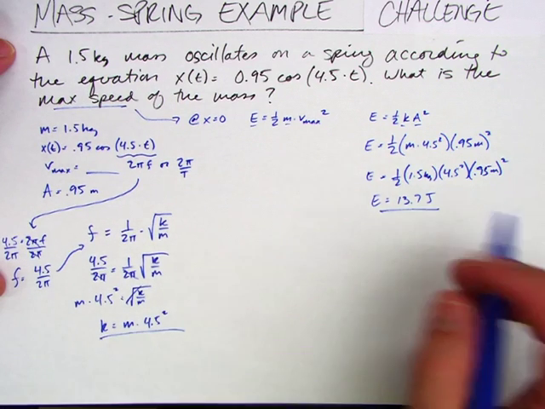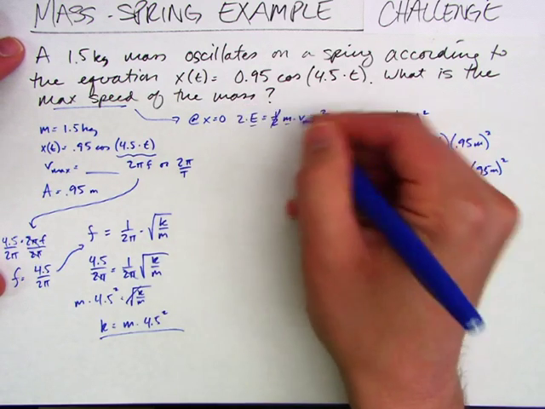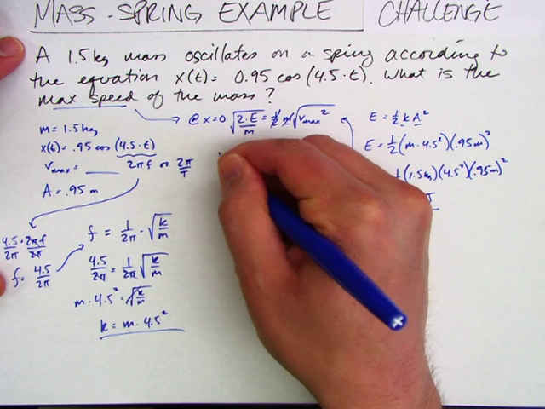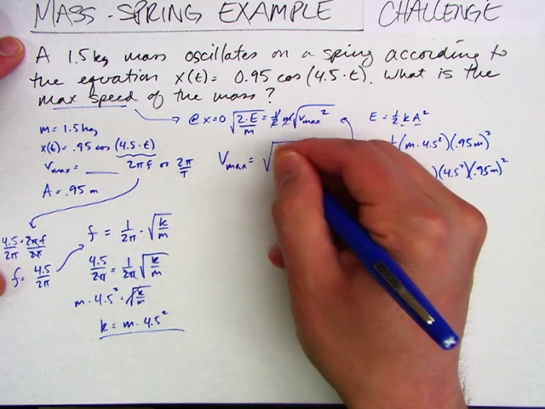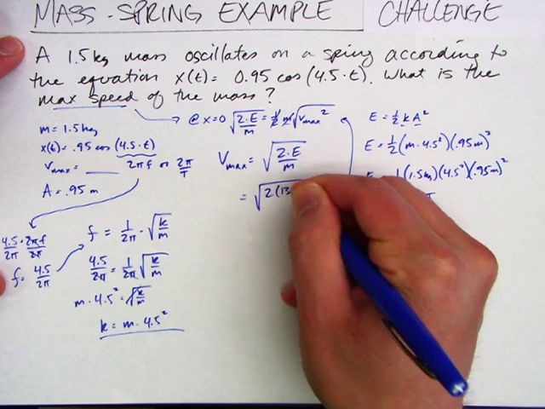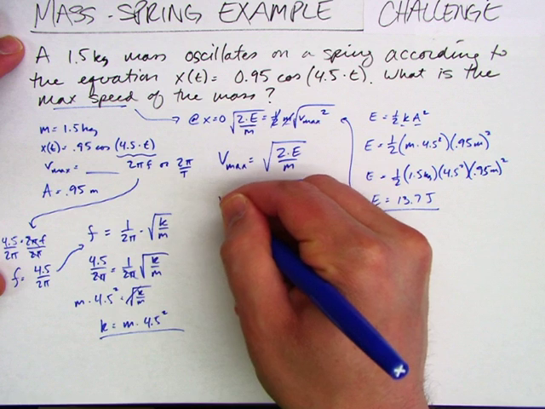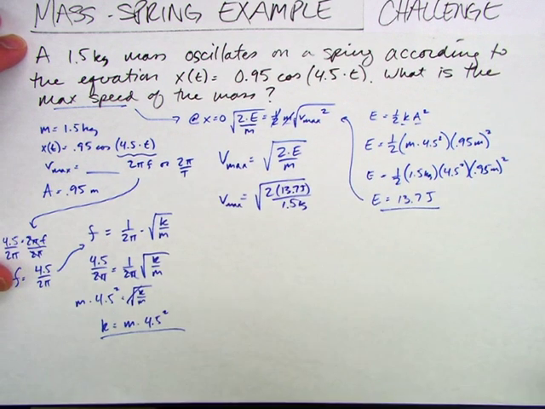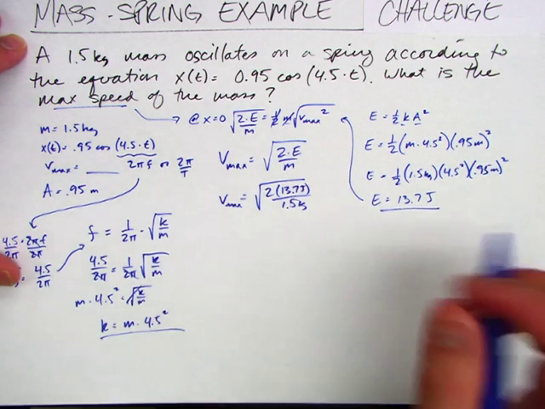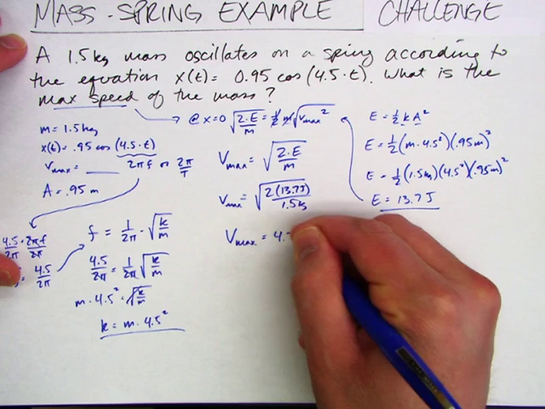Okay, now let's use that to go back and find my max speed. If I multiply both sides by 2, divide by m, and then take the square root, I get that V max equals the square root of 2 times the total energy over the mass. 2 times 13.7 joules over 1.5 kilograms. So 13.7 times 2 divided by 1.5, take the square root of the answer, and I get 4.3 meters per second.